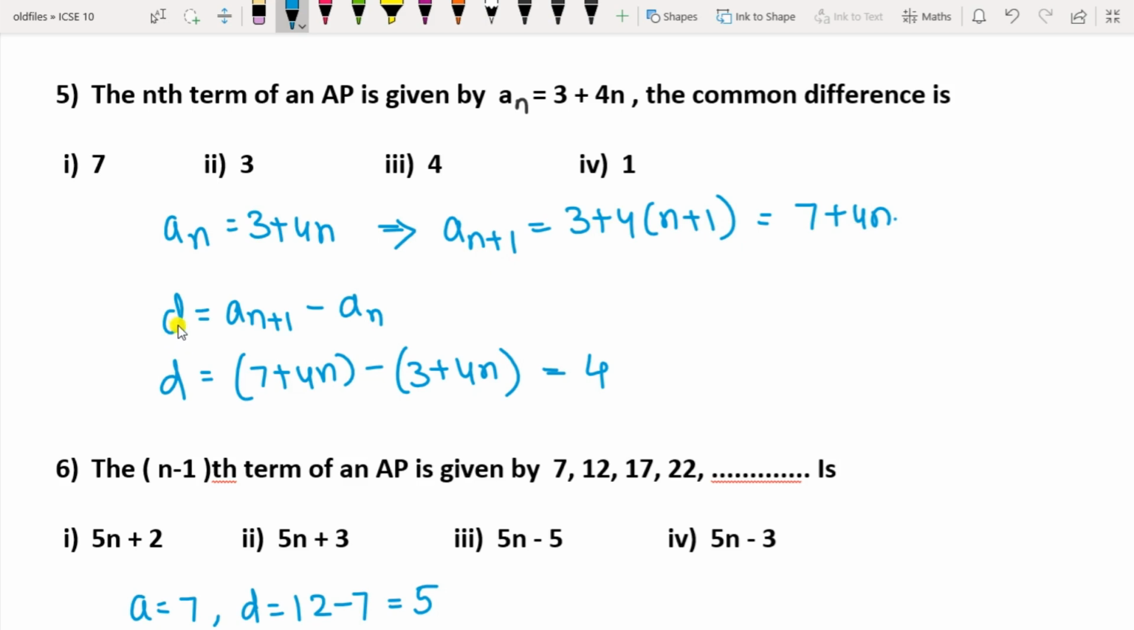Now you want to find D, that will be equal to An plus 1 minus An. Substitute the values of these two, you get the answer as 4. So option 3 is the correct option.